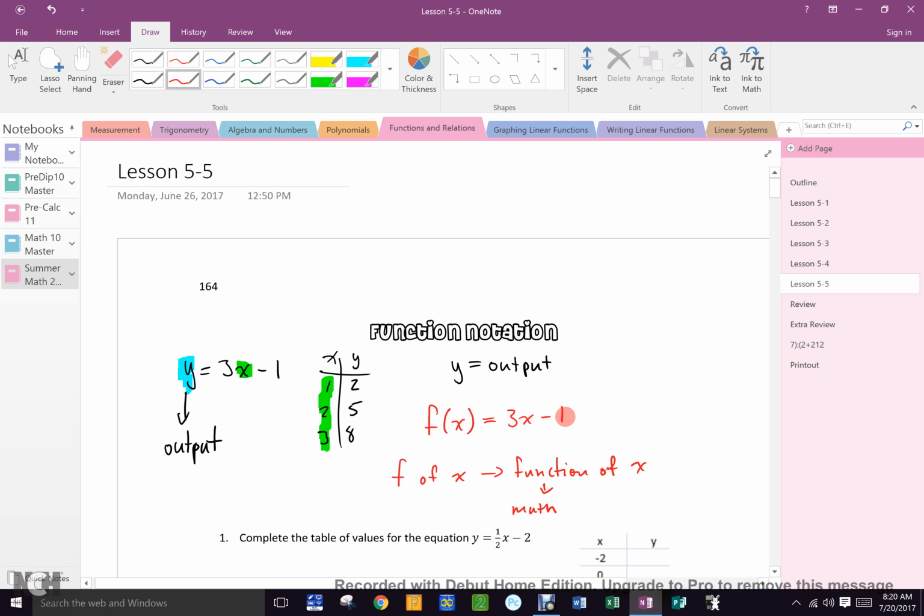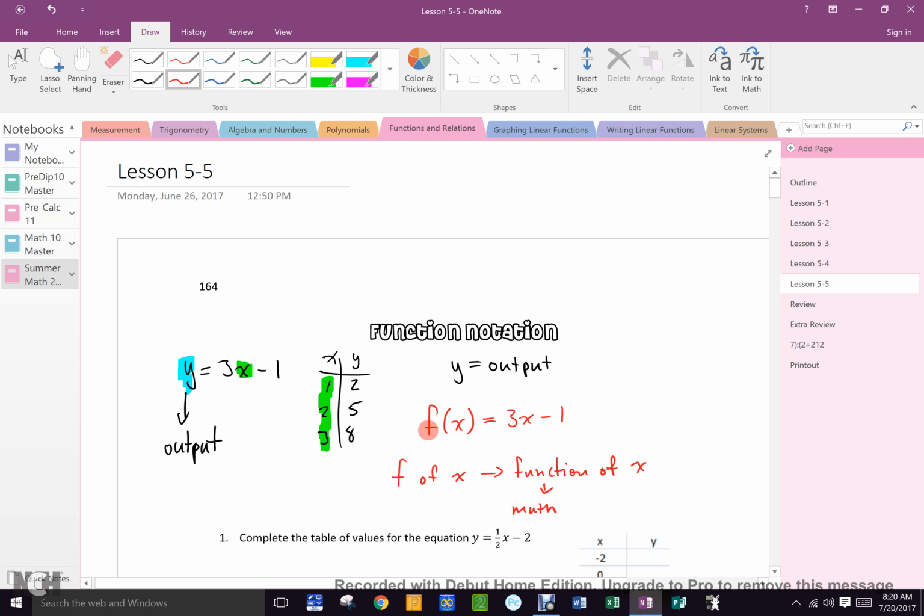Now, you guys are smart kids. F of x is the name of this particular function. Just like that particular student is named Andrea. The student beside her is named Gerline. They are not the same person, so they get different names. Okay? This is just the name of the function. We read it f of x.